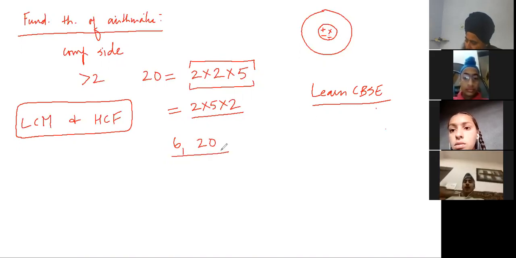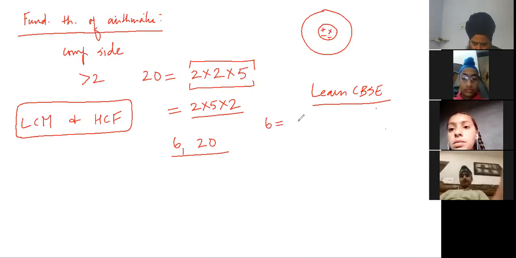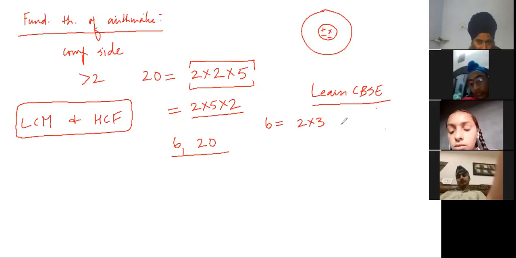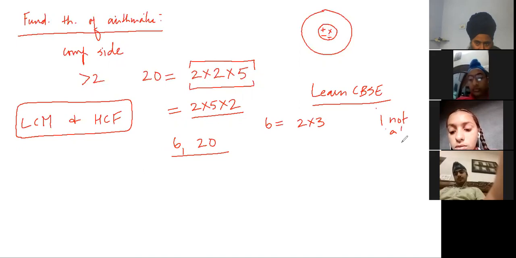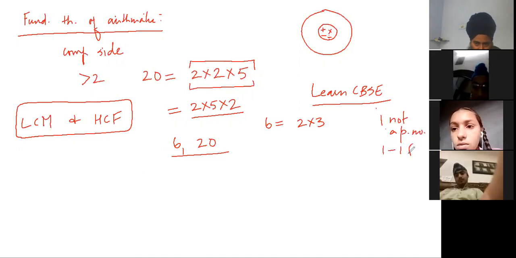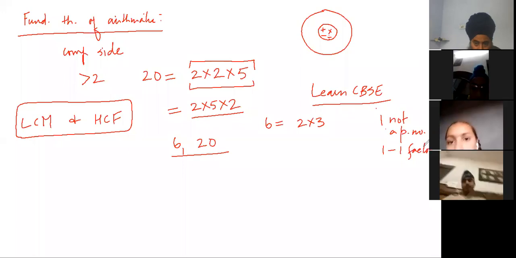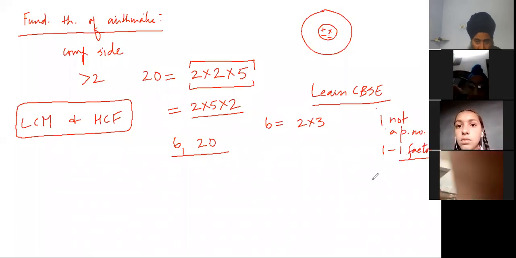Now let's do prime factorization. 6 is equal to 2 into 3. We're not going to multiply by 1 because 1 is not a prime number. Hope you know that 1 is not a prime number. Why? Because 1 has only one factor and a prime number has only and only two factors.